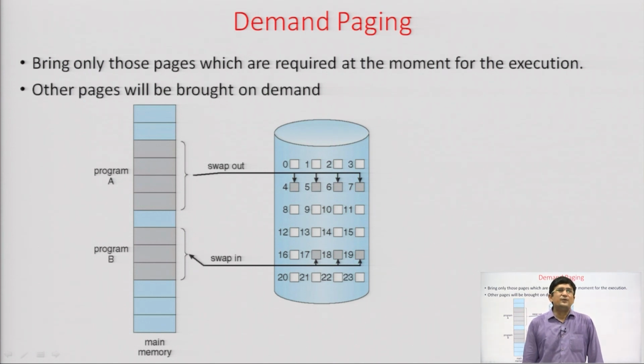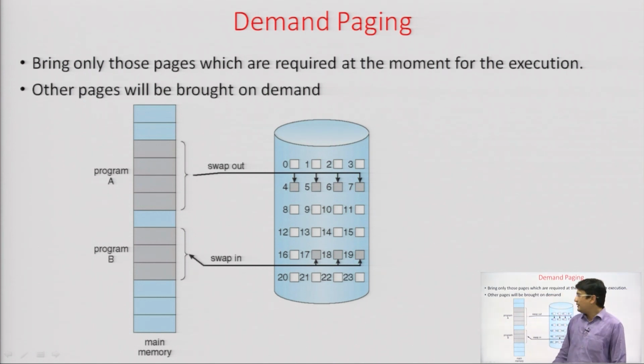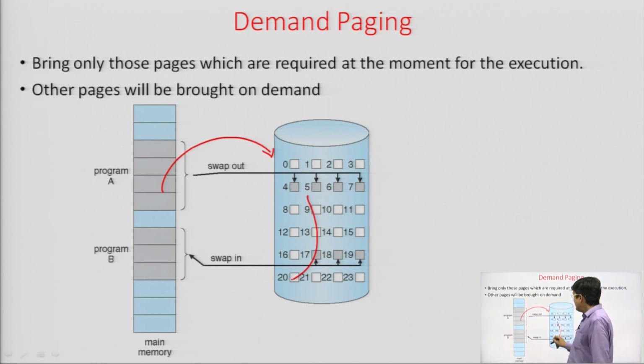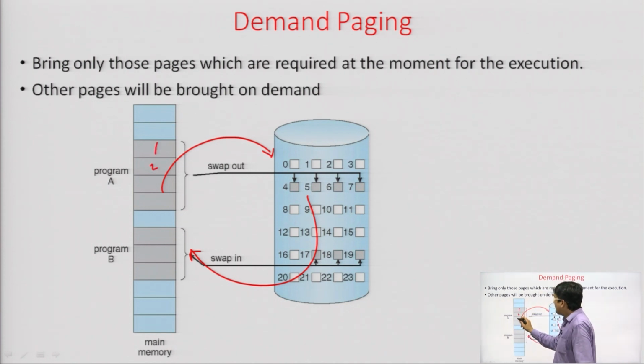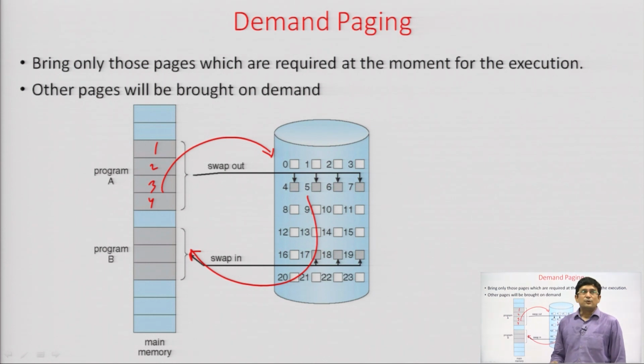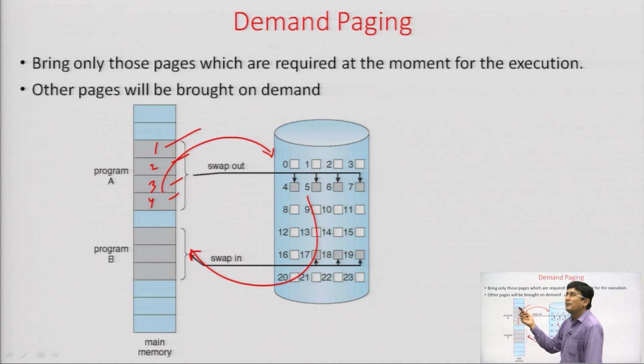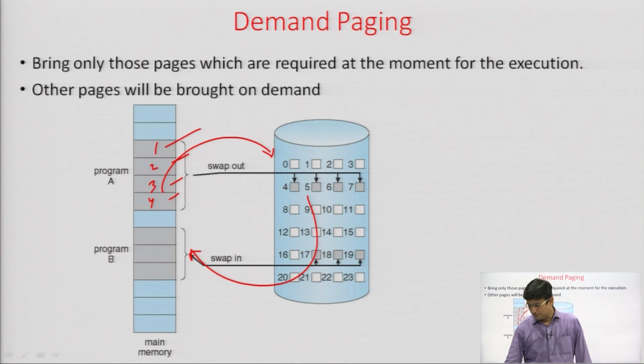Now, what we have discussed is that when a process completes, its pages are swapped out to the virtual space, and the new process, or the pages of the new process, are swapped in from the virtual space to the main memory. It is not only for the new process and the old process, this is also for the same process. For example, when program A is running, it may only require 4 pages for execution. But as soon as the execution of these pages completes, new pages will be required, and those pages will be brought from the virtual memory to the main memory.